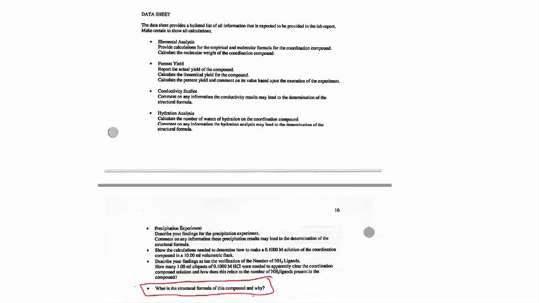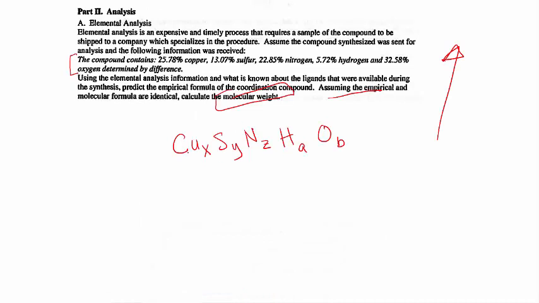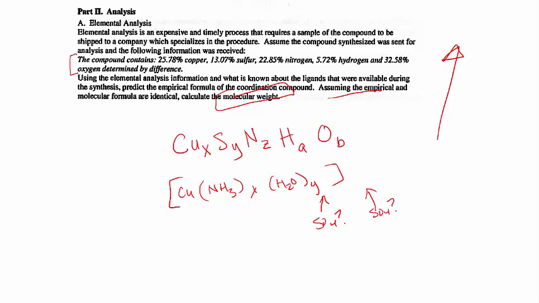So go back, look at what your empirical formula was, right? However many of each of these things you had, but write it like this, right? So how many NH3s do you have? And how many H2Os do you have? And sulfate, where does that go? Inside or outside? And how many of those do you have?